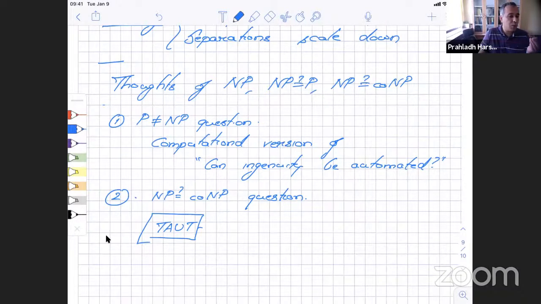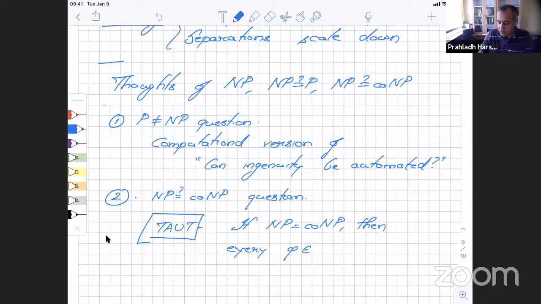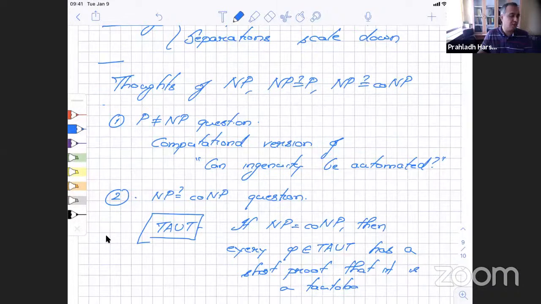But suppose NP were equal to coNP. That means showing that something is a tautology is also easy. If NP were equal to coNP, then every phi in TAUT has a short proof that it is a tautology. Notice this is a very surprising fact. We typically don't believe such a statement. To disprove something is easy: you can give me one example and say this is the reason it's false. To prove something, you have to show every possible case is true. But if NP were equal to coNP, this says no. Whenever you can disprove something easily, you can also prove it easily. If there is a short proof of membership, there's also a short proof of non-membership.